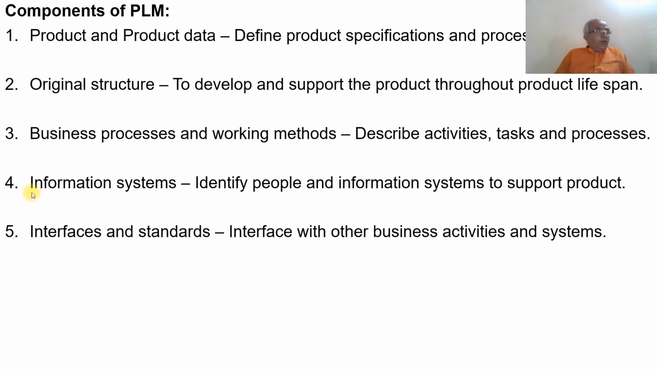Then point number 4, information systems, identify people and information systems to support the product. And point number 5, interfaces and standards, interface with other business activities and systems. We are going to take them up one by one. So first is the product and product data.